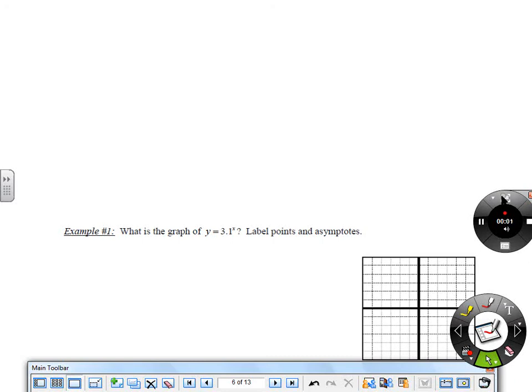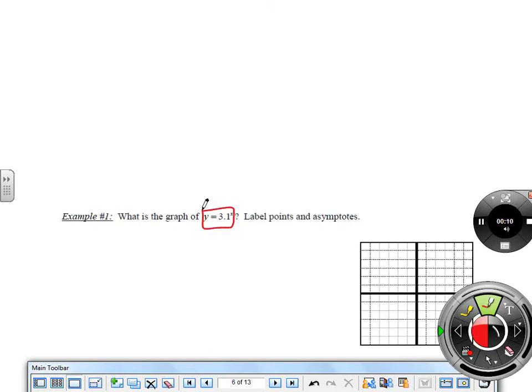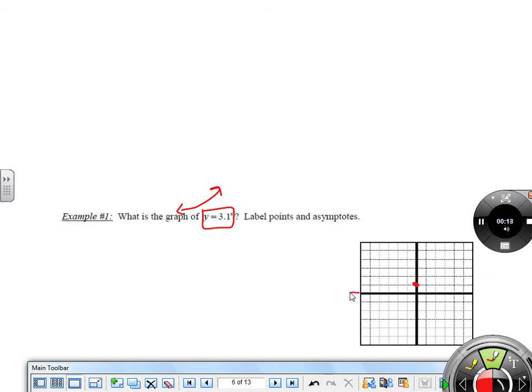About for graphing exponentials. We're going to graph this function. Notice that the base is 3.1, so that means it's growth, so we kind of expect a curve like this. So remember, when it was just a base to an exponent, we had the point 0, 1, and we had an asymptote at y equals 0.